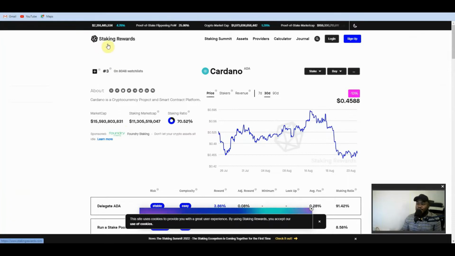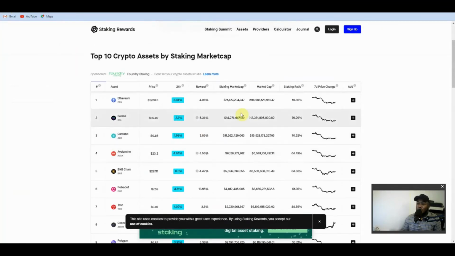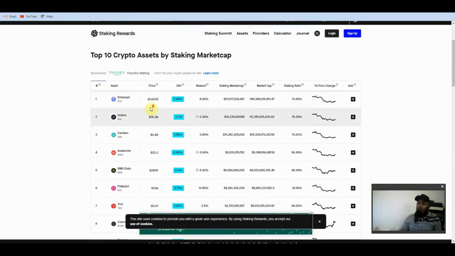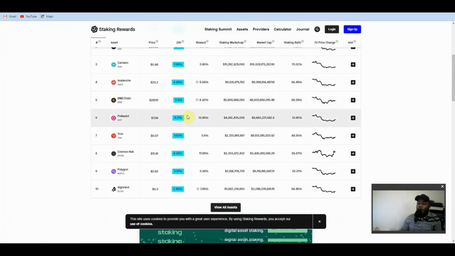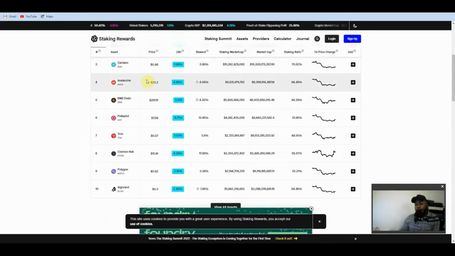Now this website is called stakingwars.com. In this website, you can see the top crypto assets by staking market cap. Here you can see the top 10 crypto assets that are staked and what percentage of the coin is staked. Remember, this information you can also find on the Ethereum blockchain, which is Etherscan, but this particular website is the best for finding this information.